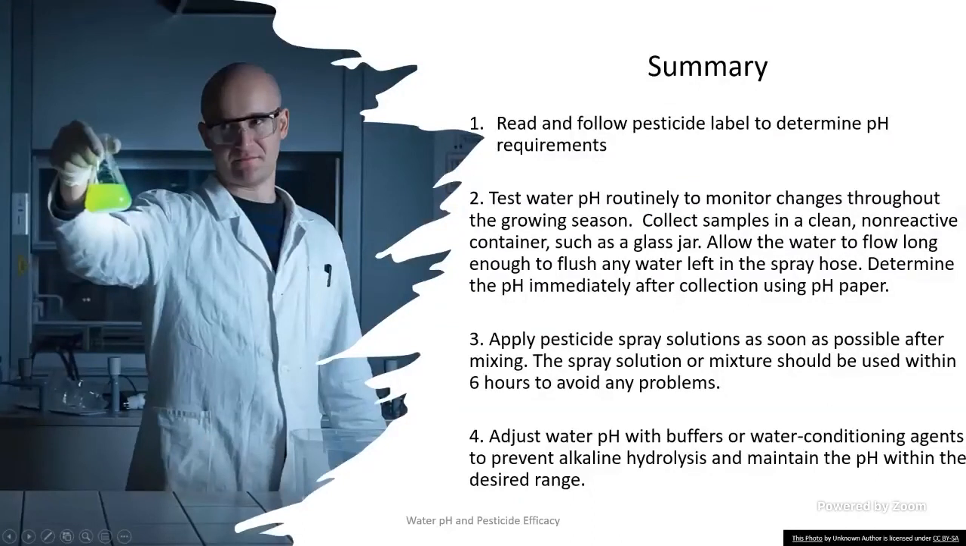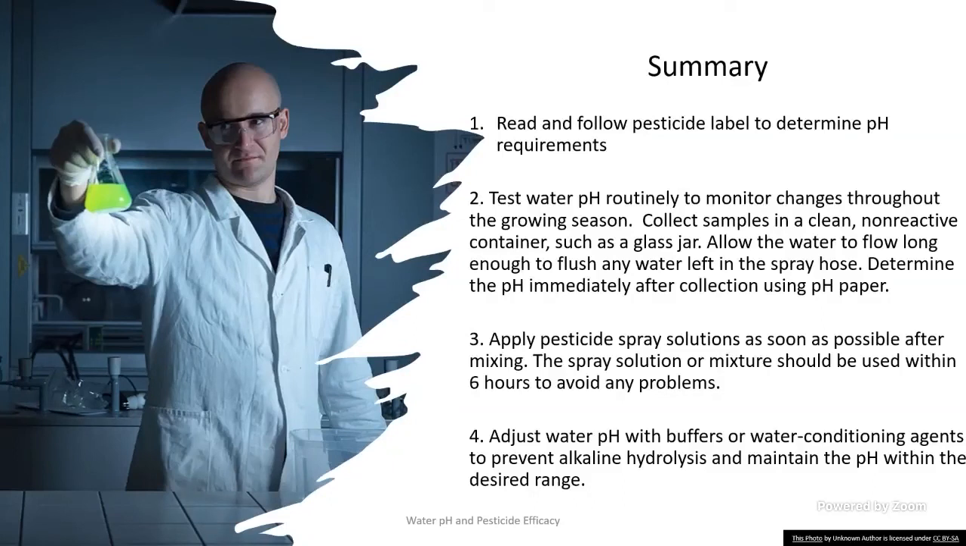And roughly, in summary, you want to make sure that you read and follow that pesticide label to determine pH requirements. That is essential. Test water pH routinely to monitor changes throughout the growing season. They can vary, of course. If you're near a limestone aquifer, you want to make sure that you're constantly testing your water, and of course, in other areas as well.